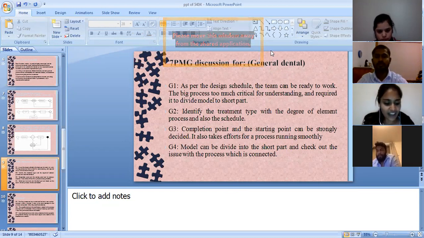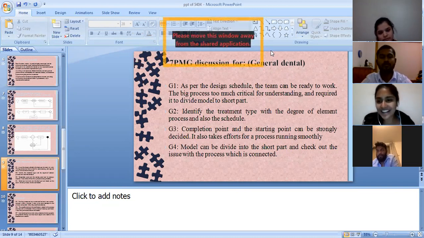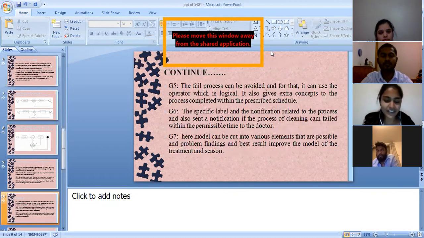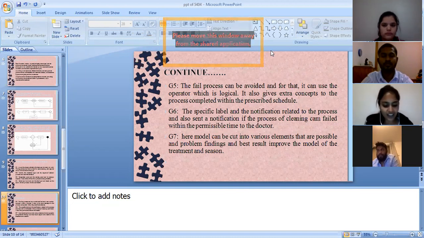The fourth guideline is to model as structured as possible. So we will check the issue, what the problem is. A model is divided into short parts, and we will check what the problem exactly is. So now I move forward to the fifth guideline, which is on the next slide. It means we have to avoid OR routing elements, which is our fifth guideline.